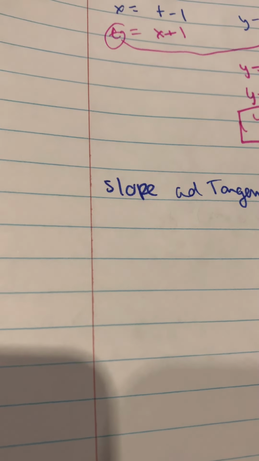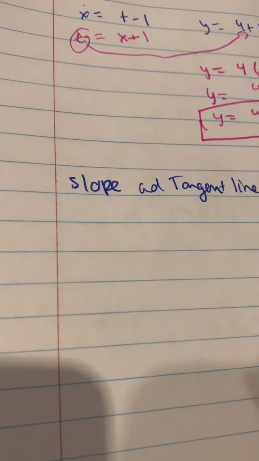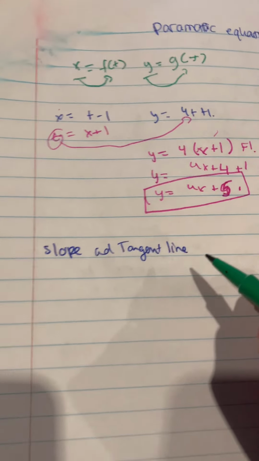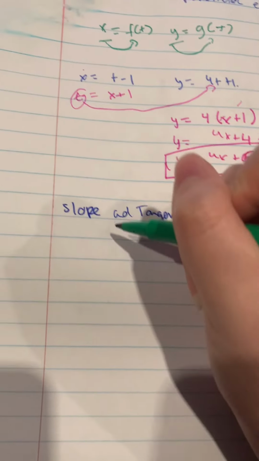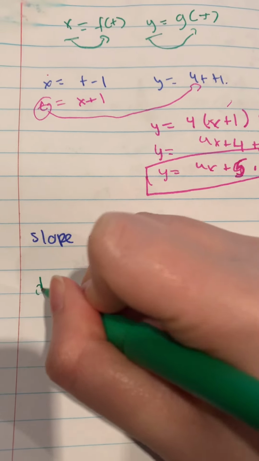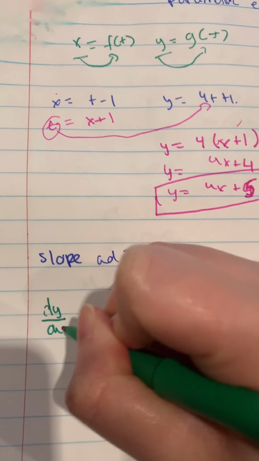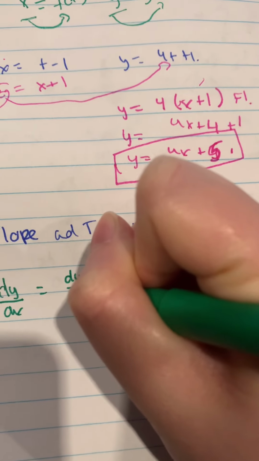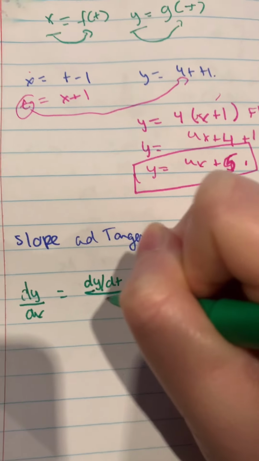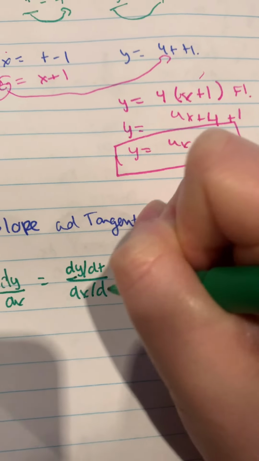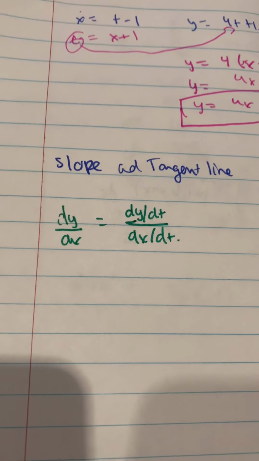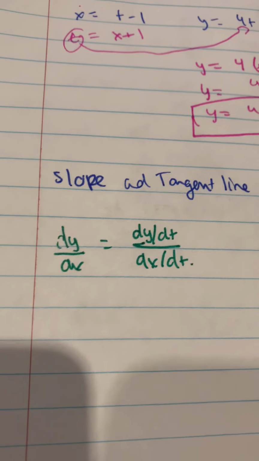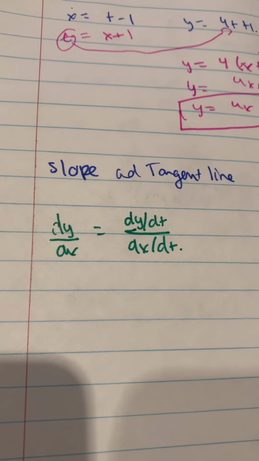Okay, so let's move on with the slope and tangent line. What do we do when we have the parametric form of the derivative? It would look something like this. This is the equation: dy/dx equals dy/dt over dx/dt. And this is the formula for the parametric form of the derivative.